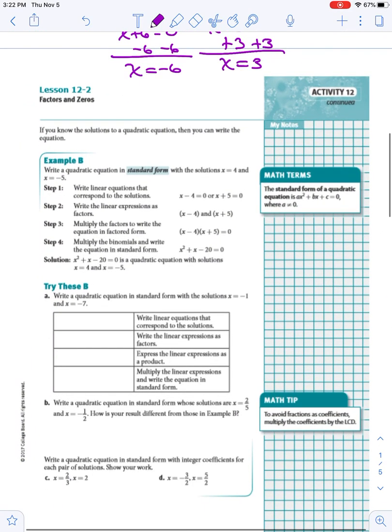Now if you know the solutions to a quadratic equation, you can write the equation. We can actually write an equation in standard form if we are given solutions to the equation. Let's try part B and walk through one of them. It says write a quadratic equation in standard form, and they give us the two solutions. We have x equals -1 and x equals -7.